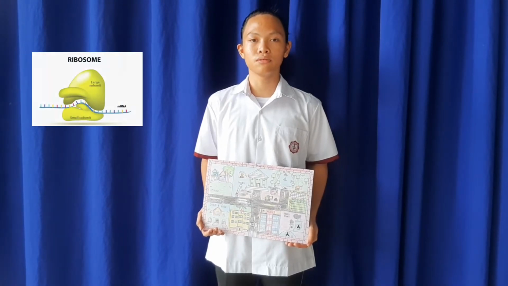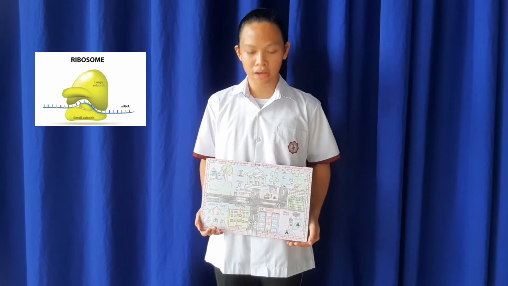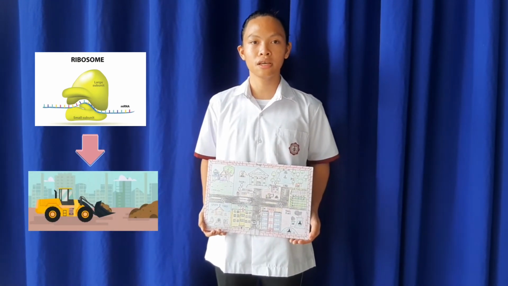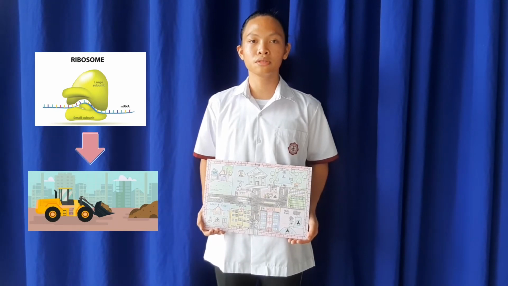Next is the ribosomes. Ribosomes are represented by the construction site because it constructs buildings inside the city, similar to ribosomes where proteins are made.